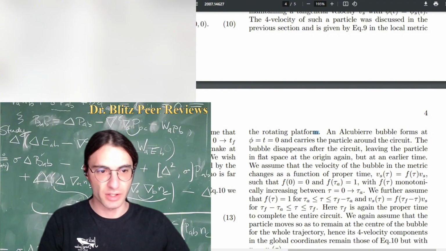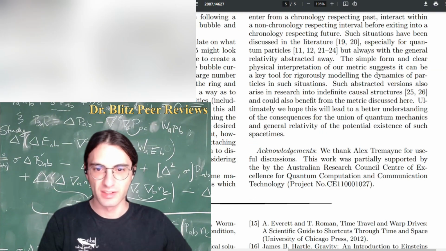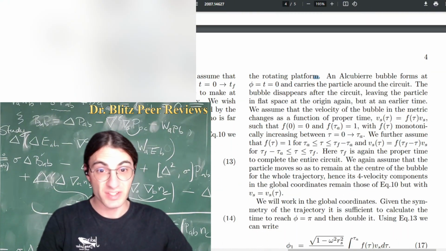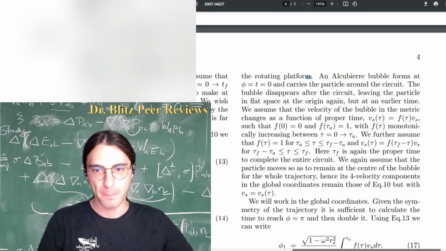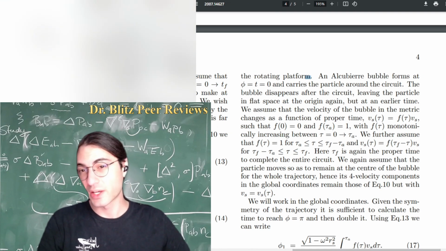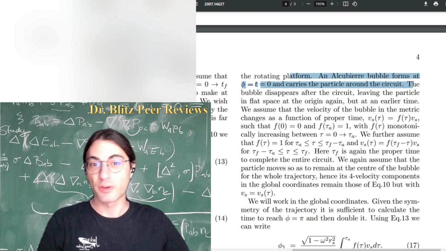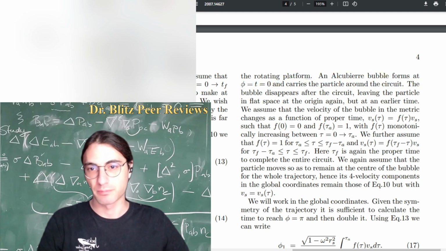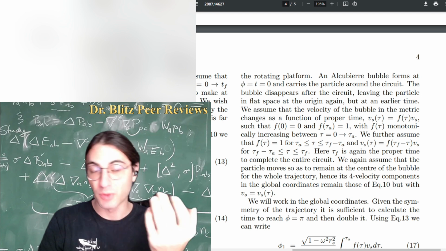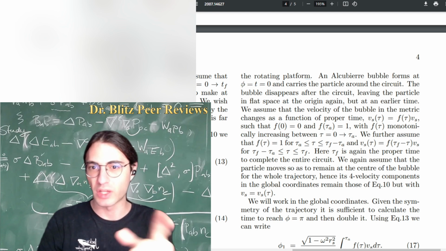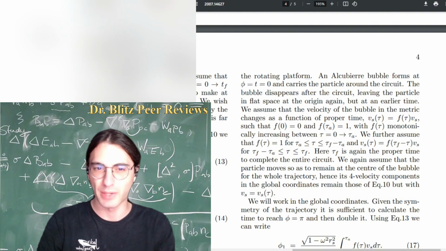All right, let's look at this example. An Alcubierre bubble forms at phi equals t equals 0 and carries the particle around the circuit. The bubble disappears after the circuit, leaving the particle in flat space at the origin again, but at an earlier time.